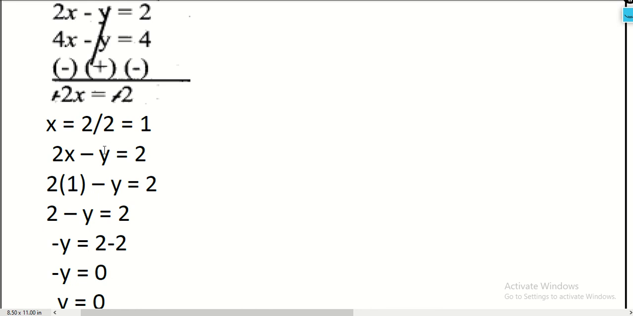So this calculation is only for verification, not for calculation. For verifying the answers, you put the values in the graph.